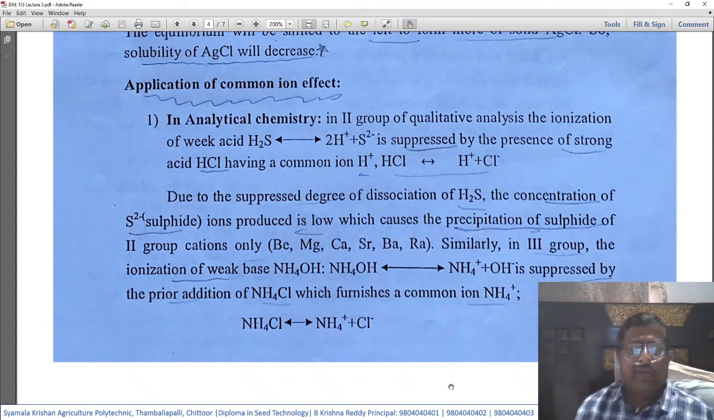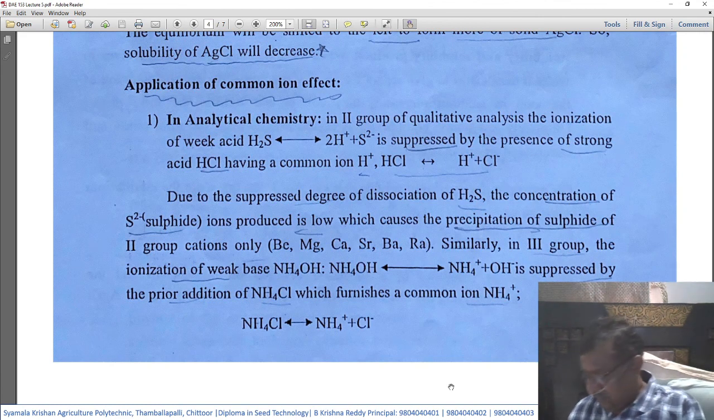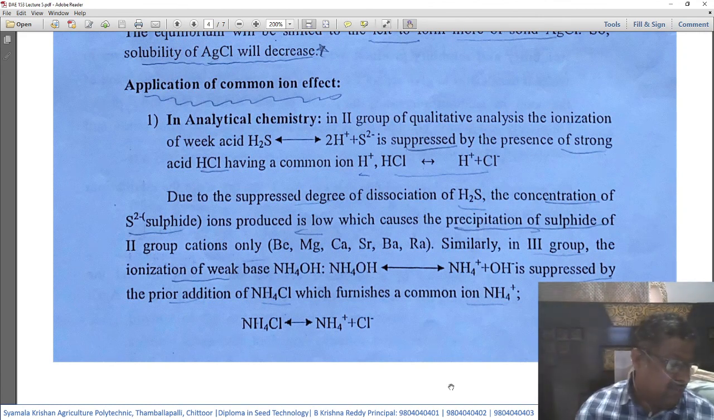Okay, what are second group cations? Barium, magnesium, calcium, strontium. So these examples are beryllium, magnesium, calcium, strontium, and barium. Be is beryllium, Ba is barium, Sr means strontium, Mg is magnesium, and Ra is radium.